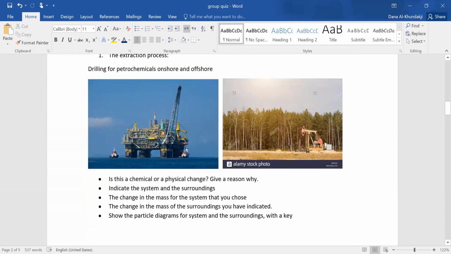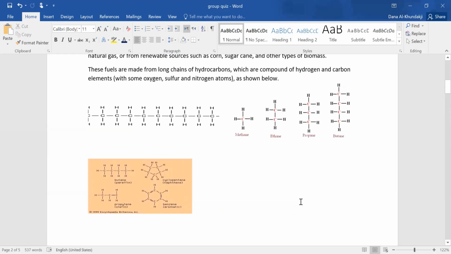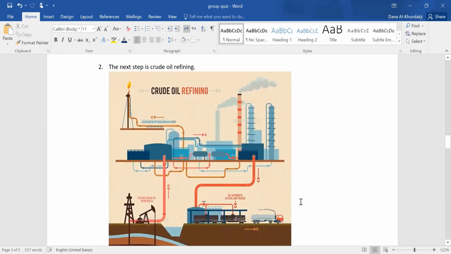that you would choose. For example, you're focusing on the petrochemicals now, or on the fuel. Where is your system, and where are the surroundings? And tell me the changes in the mass of the system that you choose, and also the change of the mass in the surroundings that you have indicated. I also need to see particle diagrams for the system and the surroundings, and indicate a key. So which particles are you interested in now, based on what I just explained above about the hydrocarbon chains over here.